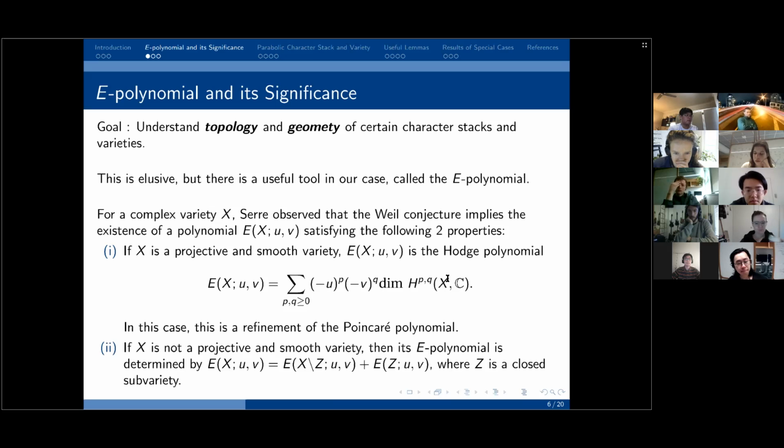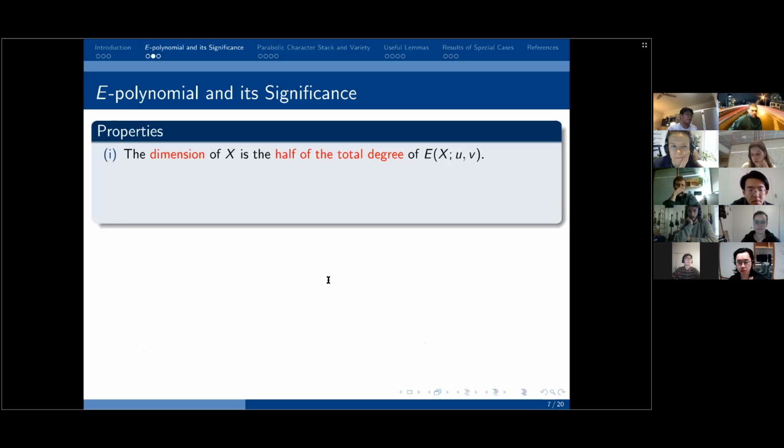And the second one is that if X is not a projective and smooth variety, then its E-polynomial is just the sum of the two polynomials of Z and X minus Z. And here, Z is a closed subvariety of X. So by summing these two E-polynomials, we can get the original one. In fact, I think this definition is a little bit ambiguous to understand for now. So I will just give some properties of this E-polynomial to say why this is useful.